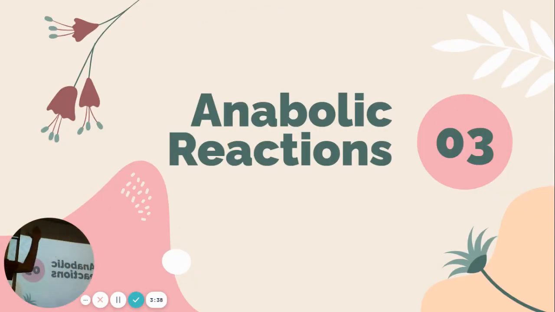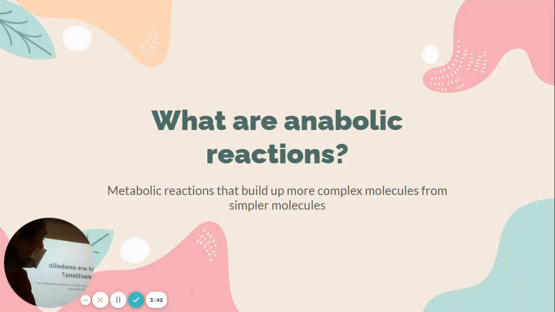All right, next we'll be talking about anabolic reactions, because photosynthesis is an anabolic reaction. So, what are anabolic reactions? The reactions that build up more complex molecules from simpler molecules. This is the opposite of catabolic reactions, where you break down complex molecules into simple molecules. This is pretty fundamental to life because it's going against entropy, right? You're putting things together, reducing disorder.